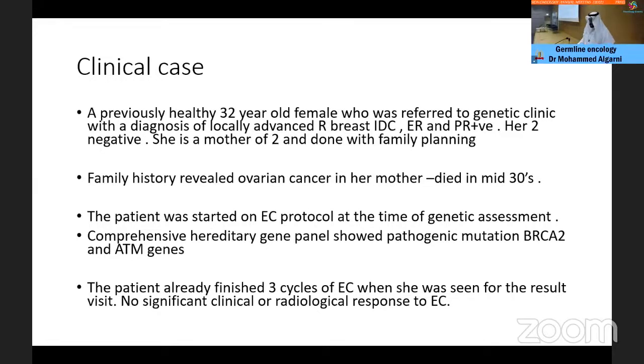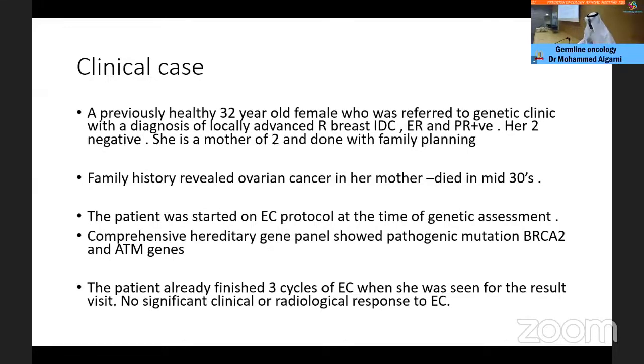So this is one of our patients. She's a 32-year-old woman, a nurse, referred to our genetic clinic with a diagnosis of locally advanced breast cancer, infiltrative ductal carcinoma, ER positive and PR positive, HER2 negative. She's a mother of 2 and she's done with her family planning. She gave a history of ovarian cancer in her mother, who died from the ovarian cancer.